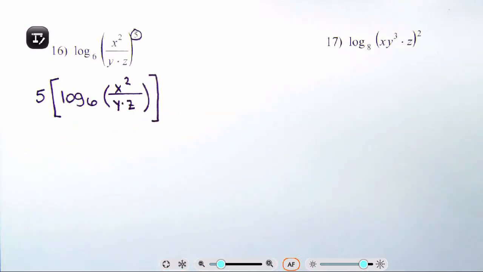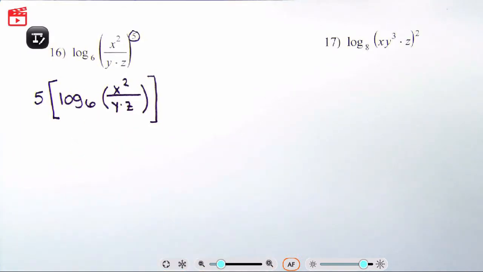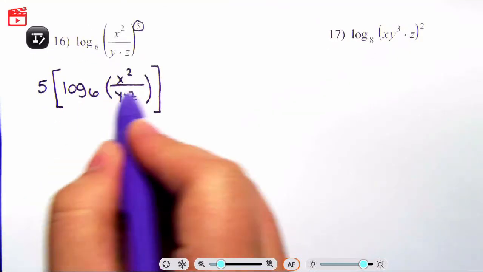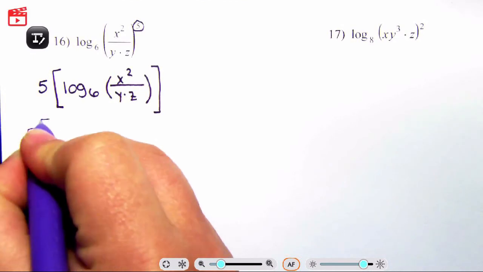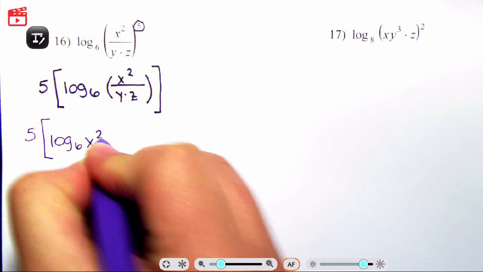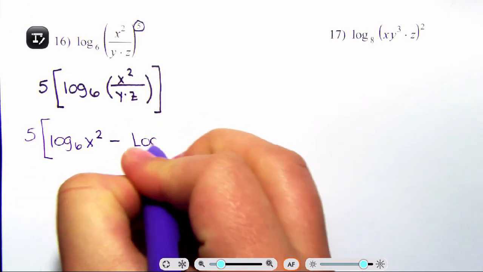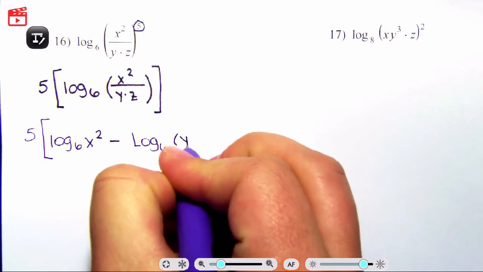So we're bringing out that 5, but we still have all of this on the inside. And again, when we bring out that 5, bring down that 5, that is multiplication. So now that we are here, we can apply the quotient property. So I still have my 5 on the outside. So I have log base 6 of x squared, numerator is always first, minus, because this is division, log base 6 of y times z.